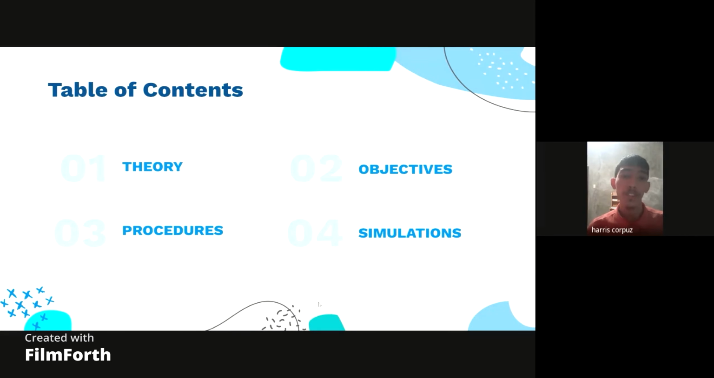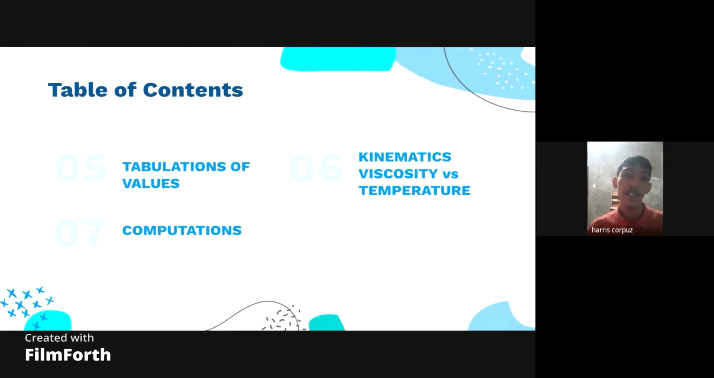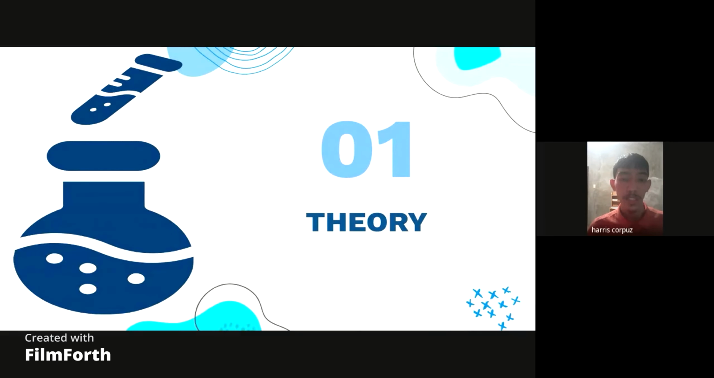So for the table of contents, first we have the theories, second the objectives, number 3 is the procedures, 4 is the simulations, and 5 is the tabulations of values. 6 is for the kinematic viscosity versus temperature, and number 7 is for the computations. So to start up, we have the theory.